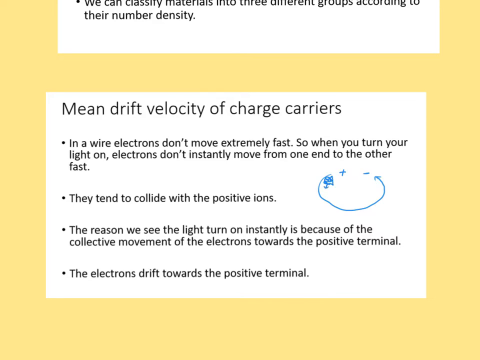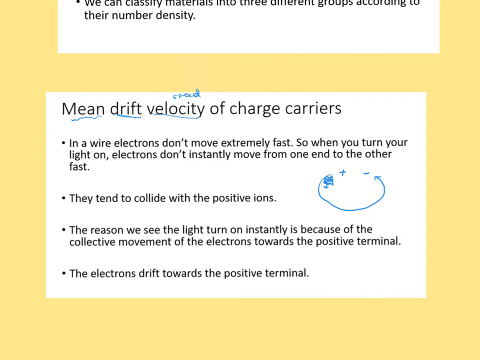It's the collective movement of all of them that we consider. And that's where the drift comes in. So they're drifting overall together. And mean is like their average speed that they have. So velocity, don't forget, is speed with direction. So mean drift velocity is basically how fast the charge carriers are moving in a wire.